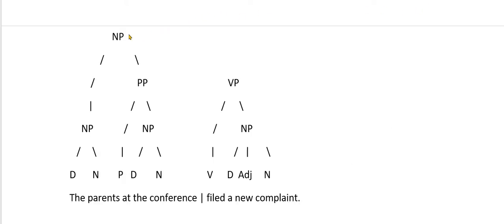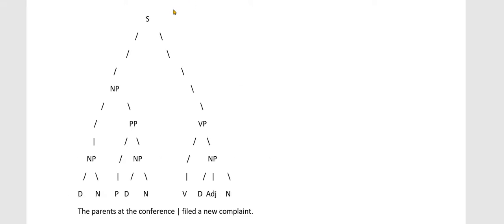And then the noun phrase consists of a noun phrase and a prepositional phrase here. So then we can finish the sentence. We have a sentence that breaks up into the noun phrase and the verb phrase. The noun phrase in the beginning, the subject, breaks into a noun phrase and a prepositional phrase. And the verb phrase, of course, breaks into the verb and the noun phrase.